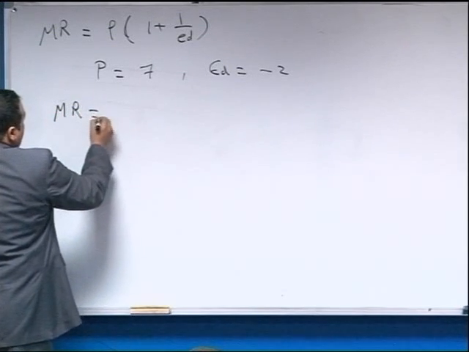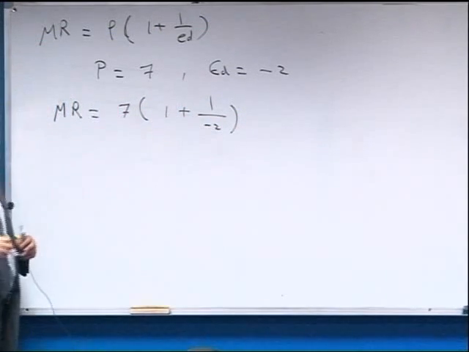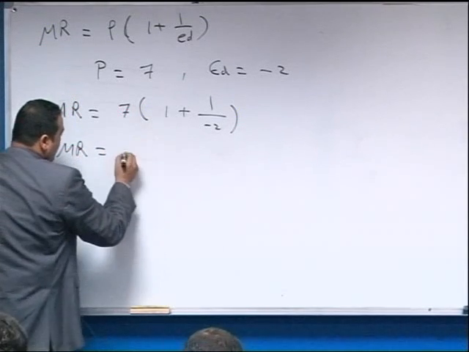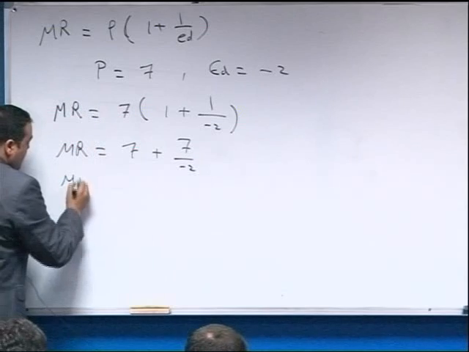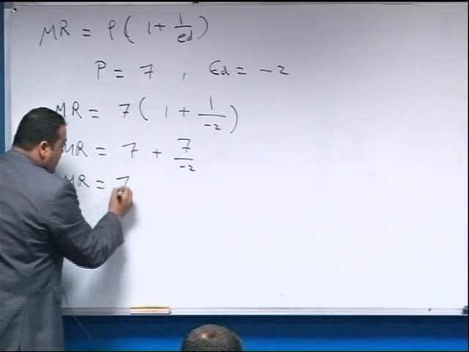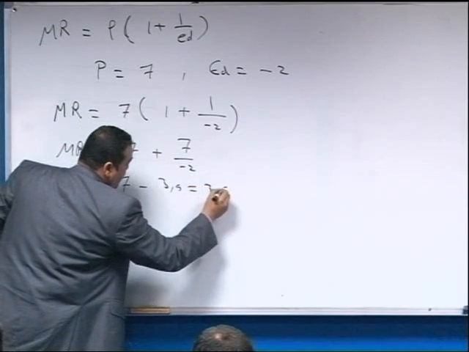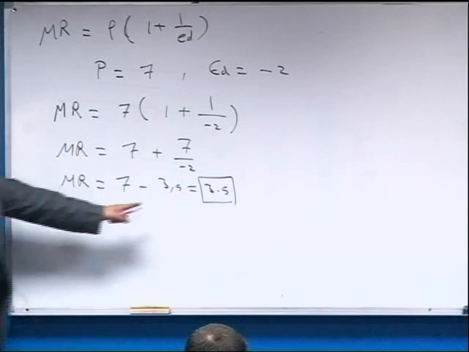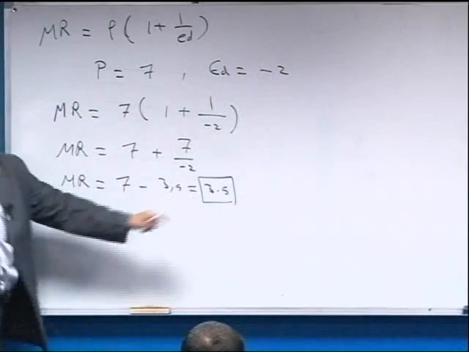MR equals 7 times (1 + 1/-2). So MR equals 7 plus 7 over -2. MR equals 7 minus 3.5, which equals 3.5. What's the meaning of this? When the demand is elastic, -2, MR is positive.